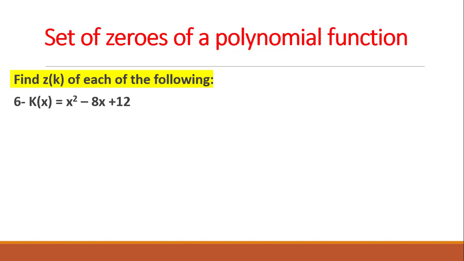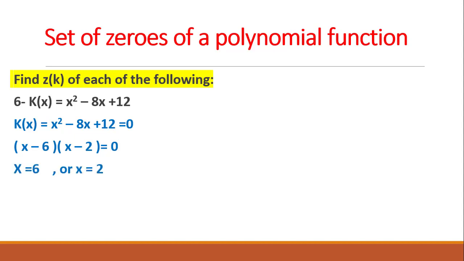Another one, x power 2 minus 8x plus 12. In the same way, k of x equals 0. It means x power 2 minus 8x plus 12 equals 0. This is a quadratic equation, a trinomial. I can factorize it. X power 2 equals x multiplied by x. 12 equals negative 6 multiplied by negative 2, and negative 2 plus negative 6 equals negative 8. So we have two equations, x minus 6 equals 0 or x minus 2 equals 0. In this case x equals 6 or x equals 2. So Z of k equals 2 or 6.